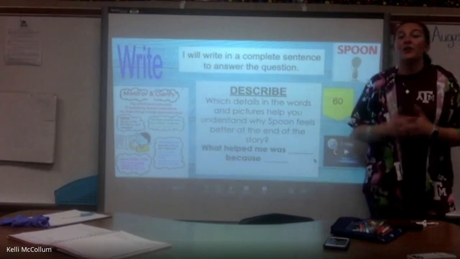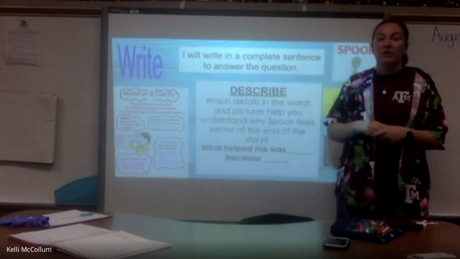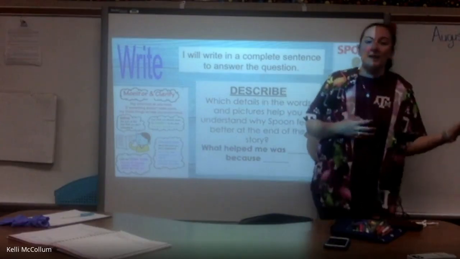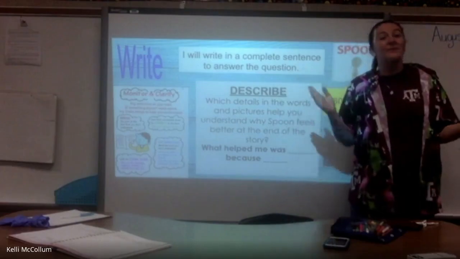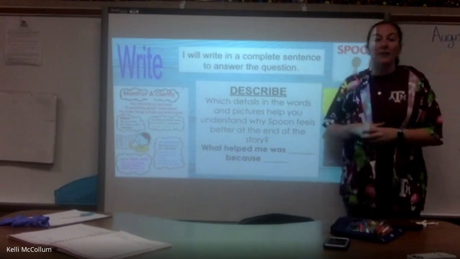Now it's time for our writing portion. I will write in a complete sentence to answer the question. Now remember, I've said this all week. A complete sentence has what at the beginning and what at the end? Perfect. Make sure you're adding those. Make sure you have your nouns. We've been talking about nouns in grammar.